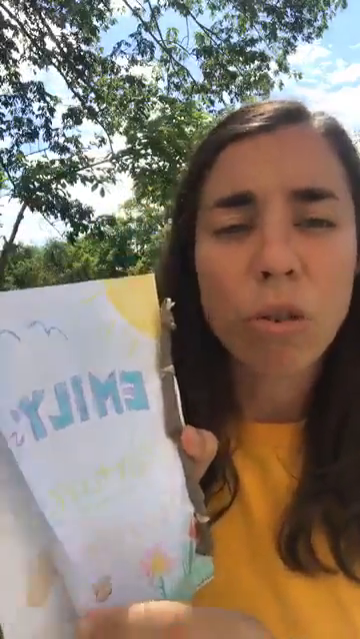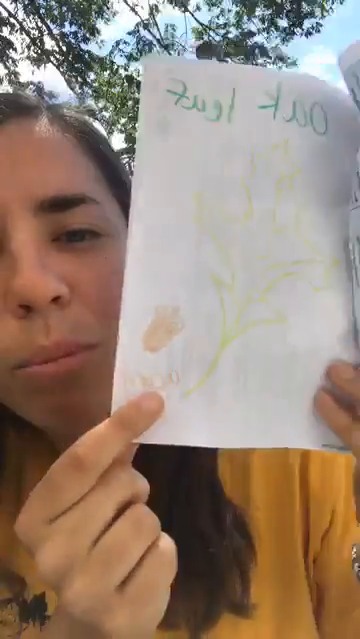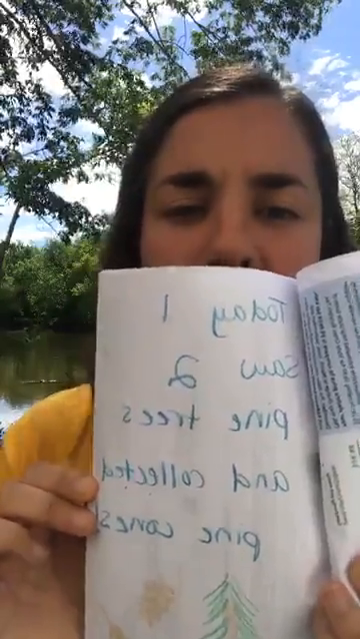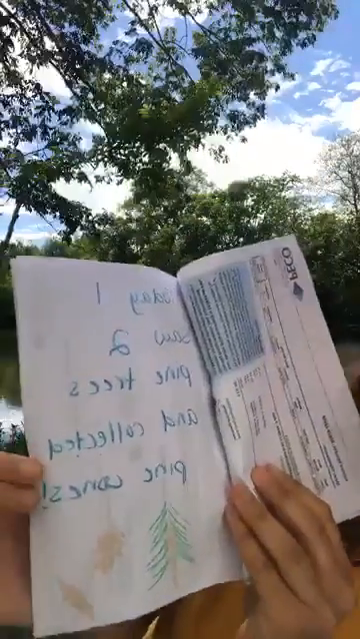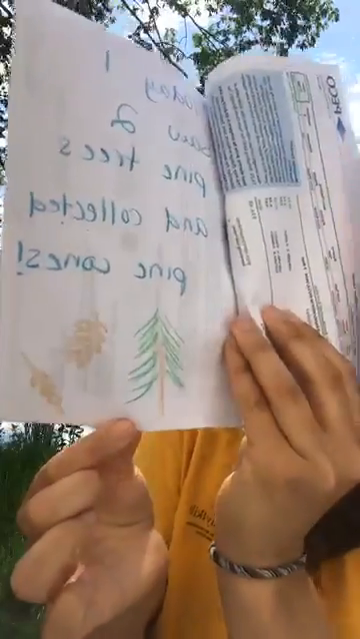But this is my nature journal. Inside it you can draw the different leaves you see. So I chose to draw an oak leaf, so it might be a little hard to see with the bright green, but I drew its shape, labeled it, and I also drew a little acorn down at the bottom since that's its seeds that come with it. So that is an option. You can also just choose to write what you saw and say, today I saw 2 pine trees and collected pine cones, and you can draw what you would like at the bottom.